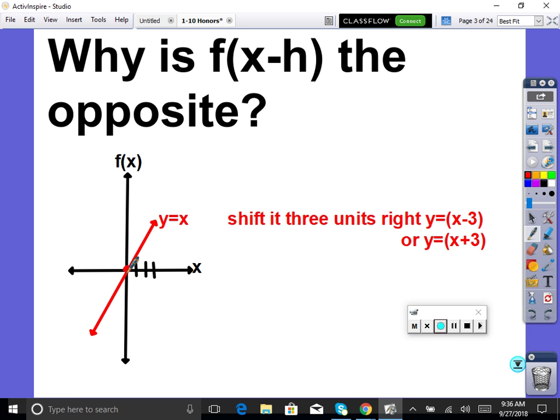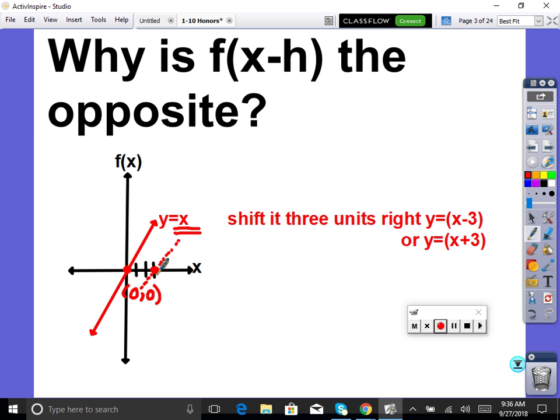Here's a line. I have a parent function y equals x. See, there's no shifts. There's the parent function. It's basic. There's no shifts involved. So I have the point 0, 0. Now if I just shift this right 3 units, so right 1, 2, 3, I'm now at this point. Do you agree? Okay, so I have this line that's shifted over here.